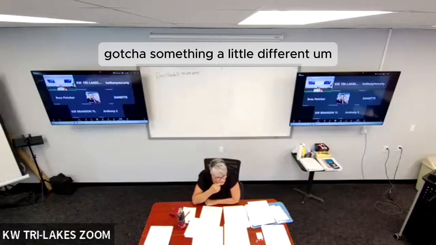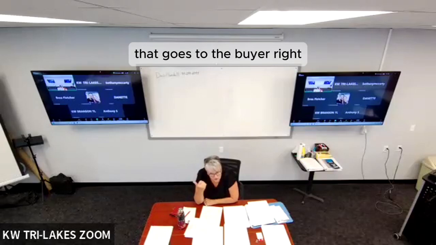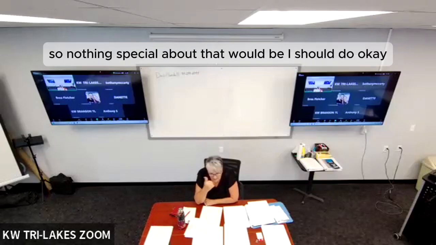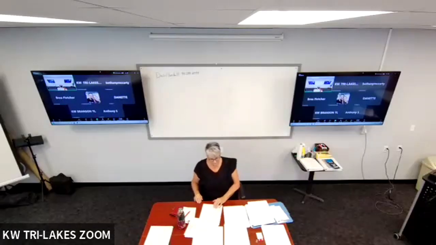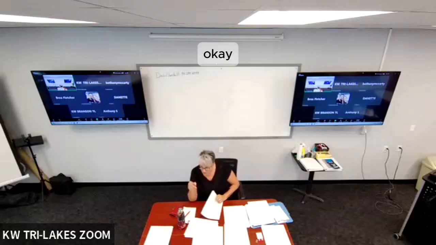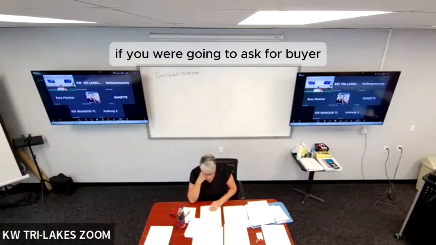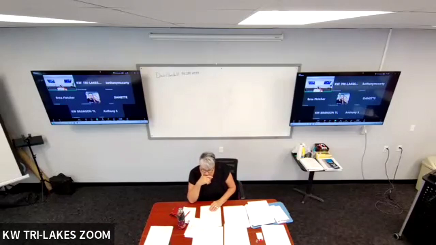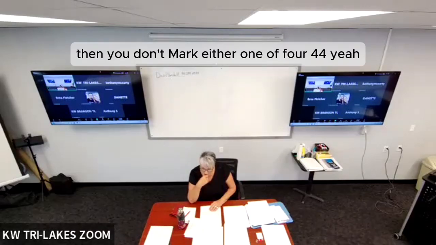Gotcha. Something a little different, if the seller's offering a floor allowance of $5,000, that goes to the buyer, right? Is there anything special we have to do? Yeah, that's in special agreements, that has nothing to do with our compensation. Right? Okay. So like 444, if you were going to ask the seller for compensation, then you don't mark either one on 444. Yeah, you would mark seller.